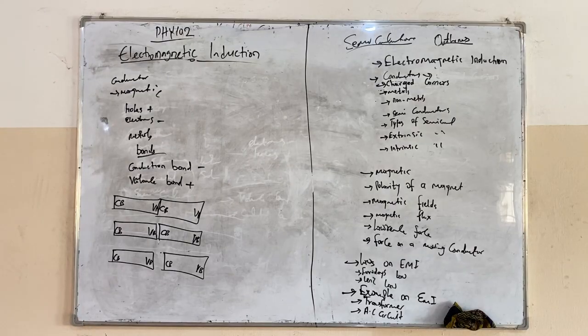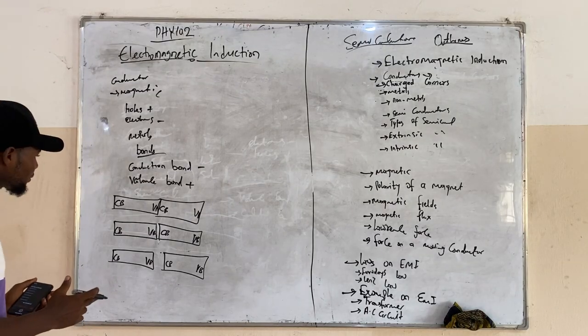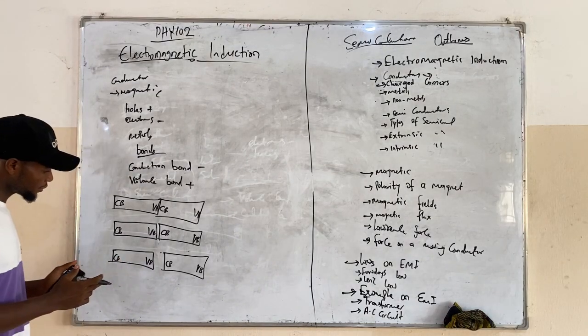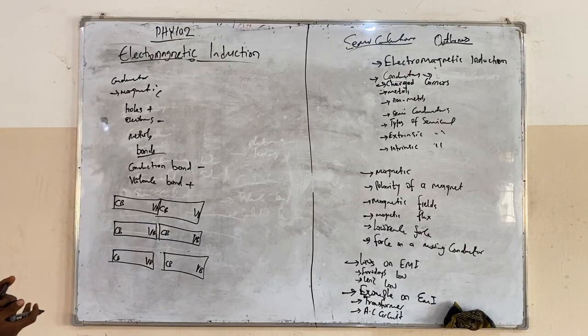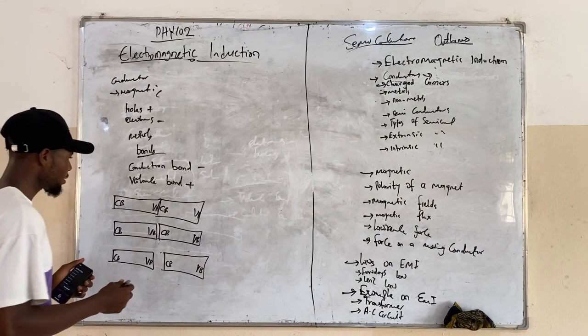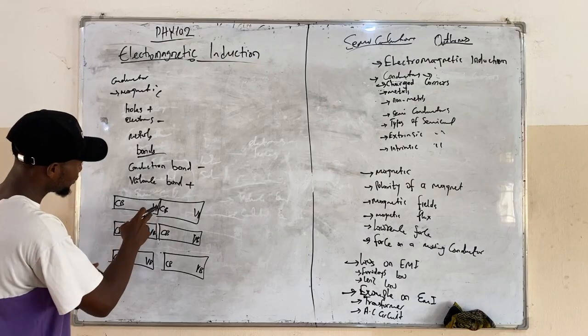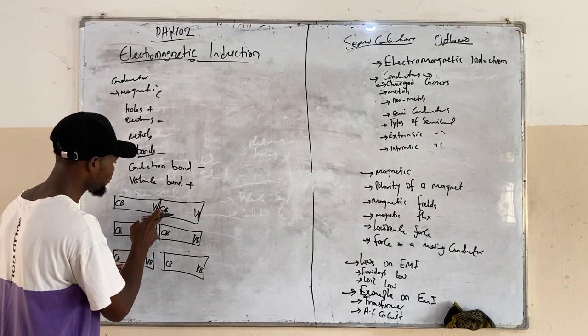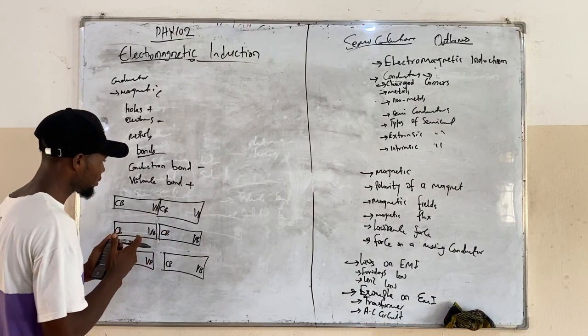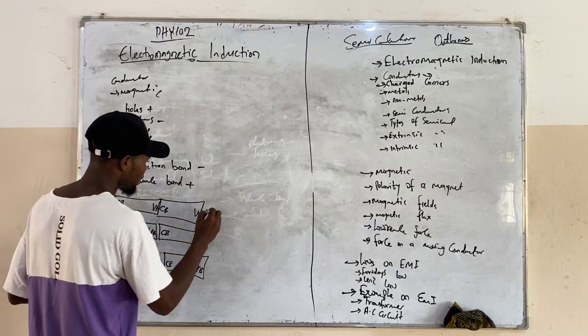From these diagrams, which one do you think is a metal, a semi-metal, or an insulator? The first one, right? Because the valence band and the conduction band overlap, they are interwoven. This therefore makes this one a metal.